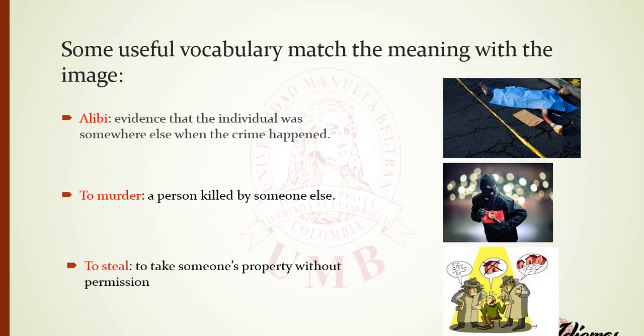Okay, here we have more words, where you're going to do the same exercise to match images to words and definitions. The first one, alibi. What is alibi? Evidence that the individual was somewhere else when the crime happened. According to those images, which image must be matched to this word and definition? You can see that it is the last image. To murder, a person killed by someone else. So you can see that it is the first one. And the last one, to steal. To take someone's property without permission. Obviously, it is the only one that is missing.